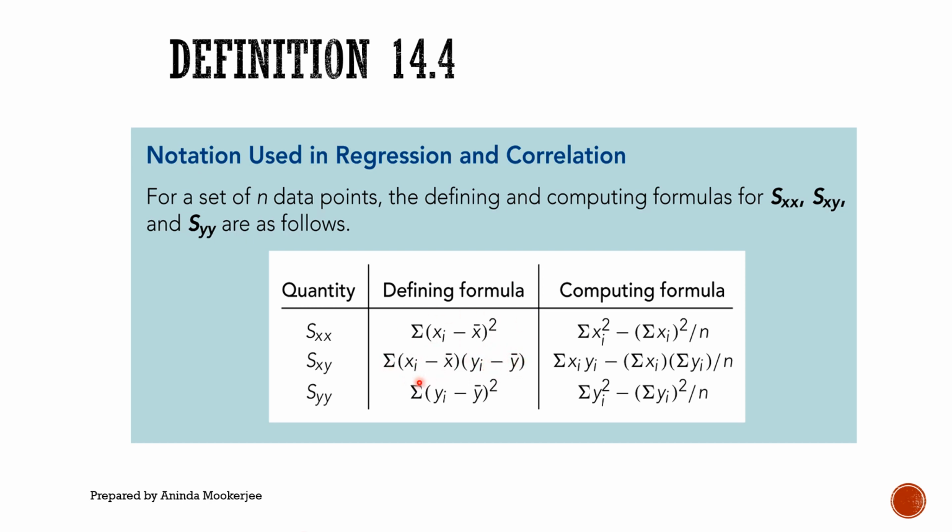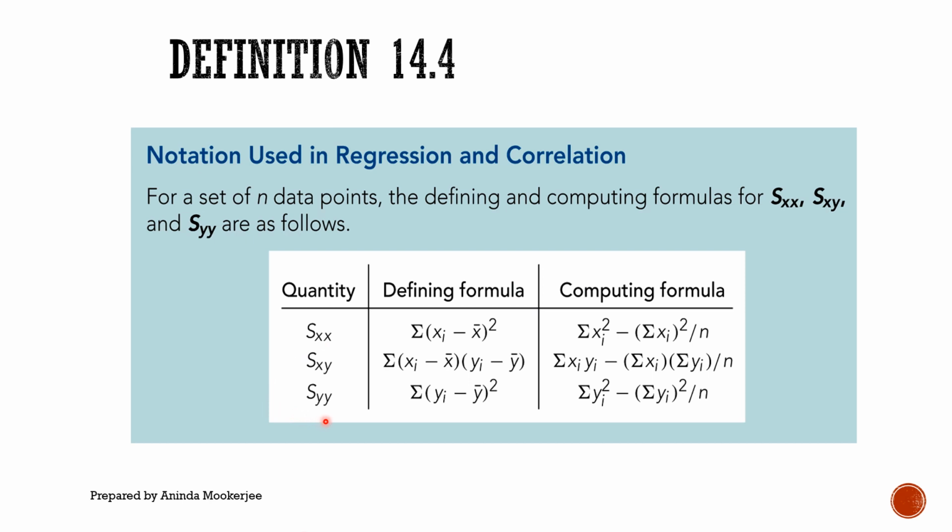So it means it checks how much each individual x value varies from the mean of all the x values, as well as how much the individual y values are off from the mean of all the y values, and we multiply them and then we sum them up.